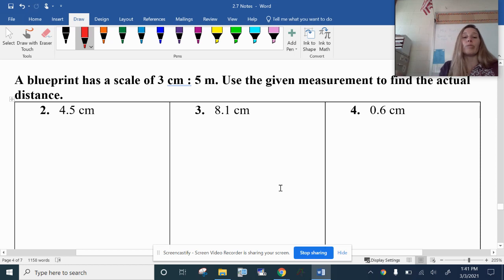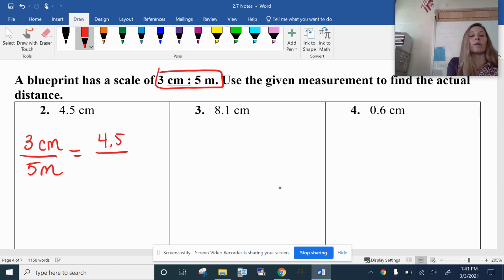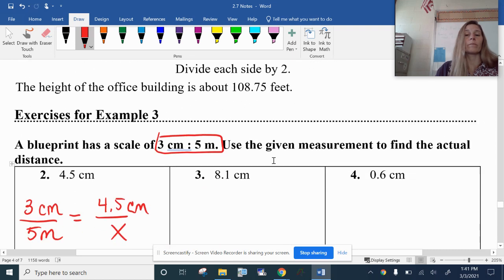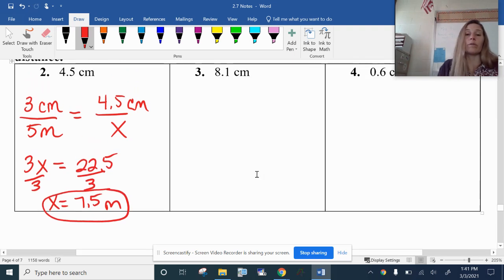So here, for example, a blueprint has a scale of 3 centimeters to 5 meters. So that is the one we're going to use for all of these. And then you would put in the centimeters that they're giving you and calculate the meters. So here we would have 3x equals 5 times 4.5, which is 22.5. Dividing that by 3. Sorry. And we have x equals 7.5 meters. We're going to use that same scale for the other two problems as well.